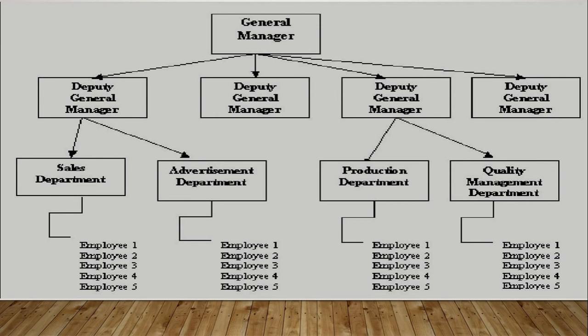After that, the first deputy general manager has two further children, the sales department and the advertisement department. For the sales department and advertisement department, the parent is the deputy general manager, right? So this is like a tree in which one is a node of the tree and the others are the branches of the tree, right?